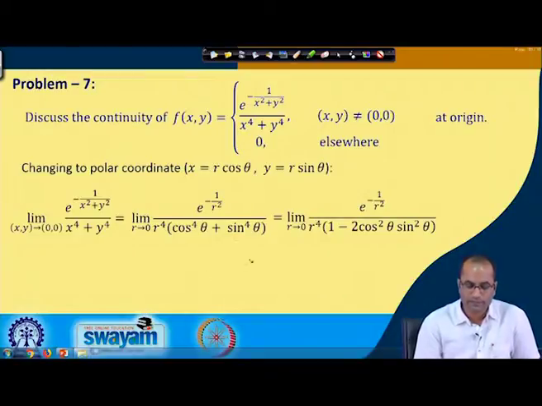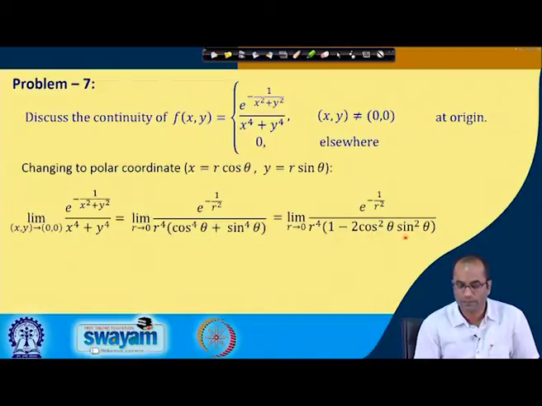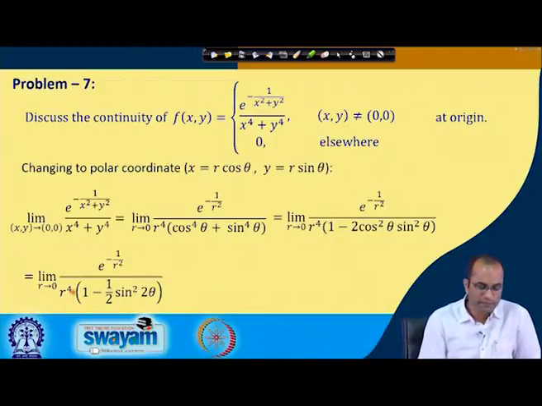Sin square theta plus cos square theta became 1 here, and then we have 1 minus this term, where 2 times cos theta sin theta can be written as sin 2 theta. This is squared, and to make it 4 we multiplied and divided by 2. So we have this term now, and we have to see what the limit of this function is.